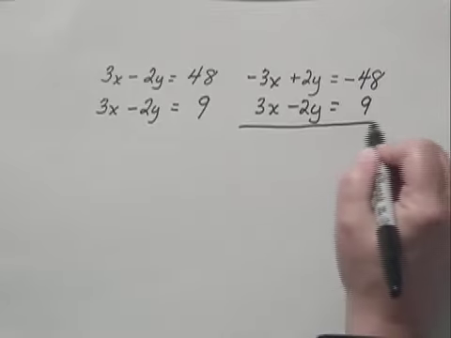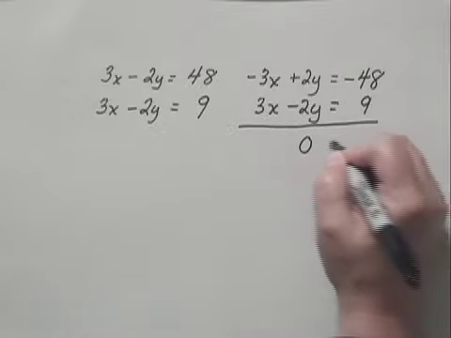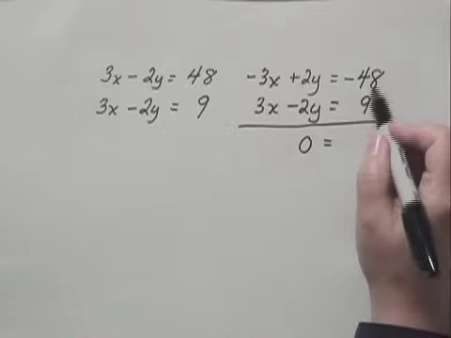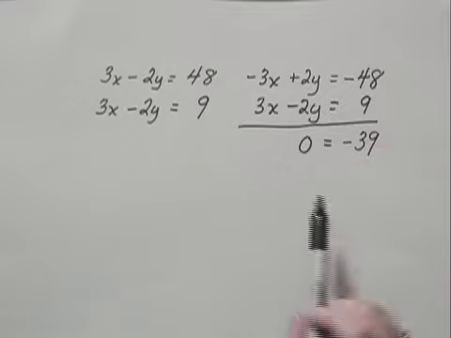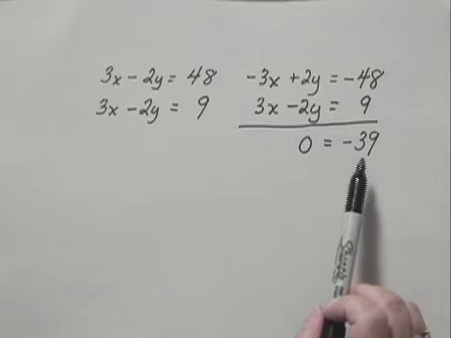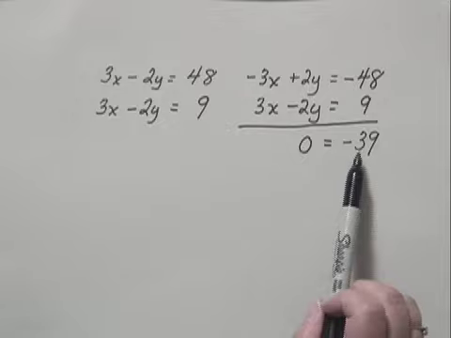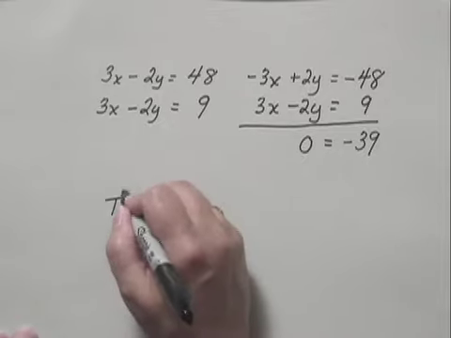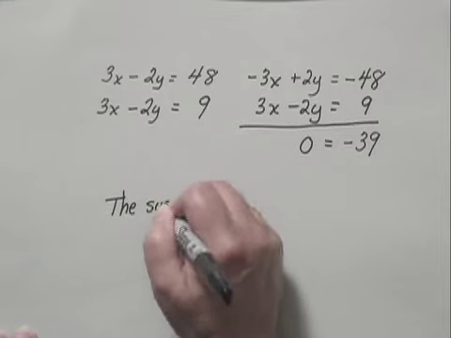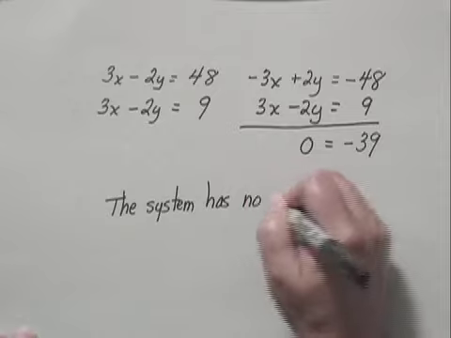and I add. I get 0 plus 0, or 0, equals -48 plus 9 is -39. Now, this is not a true sentence, obviously. 0 is not equal to -39. So this tells us that the system has no solution if we get a false equation like that. And we need to state that clearly, that the system has no solution.